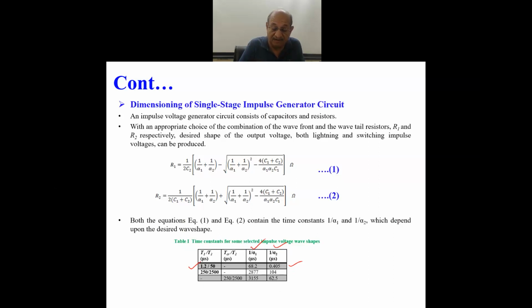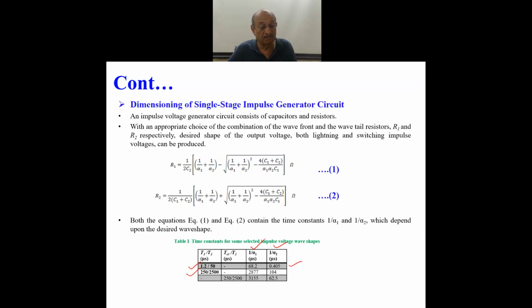And for the standard switching impulse voltage, single shape. There may be more shapes, but this is the shape 250 by 2500 microsecond is the most general wave shape of switching transient surge, and the constants work out to be 1 upon alpha 1 to be 28727, and 1 upon alpha 2 is equal to 104. So when you know these values of alpha 1 and alpha 2, you know in the circuitry what is the value of C1, C2, then you can work out R1 and R2.